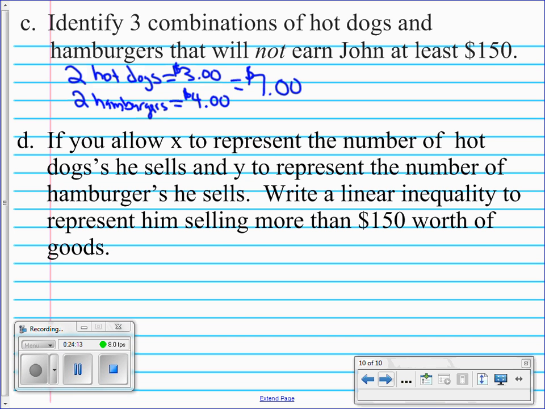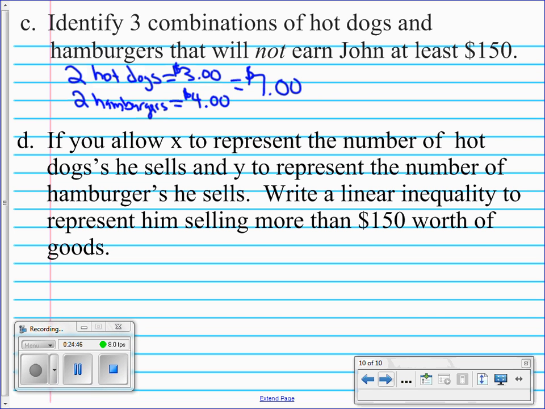So part D is now the algebra part of it. If you allow x to represent the number of hot dogs he sells and y to represent the number of hamburgers he sells, write a linear inequality to represent him selling more than $150 worth of goods. So kind of like I've done in every problem, I figured out how many dogs times $1.50, how many hamburgers times $2, and then added them together.